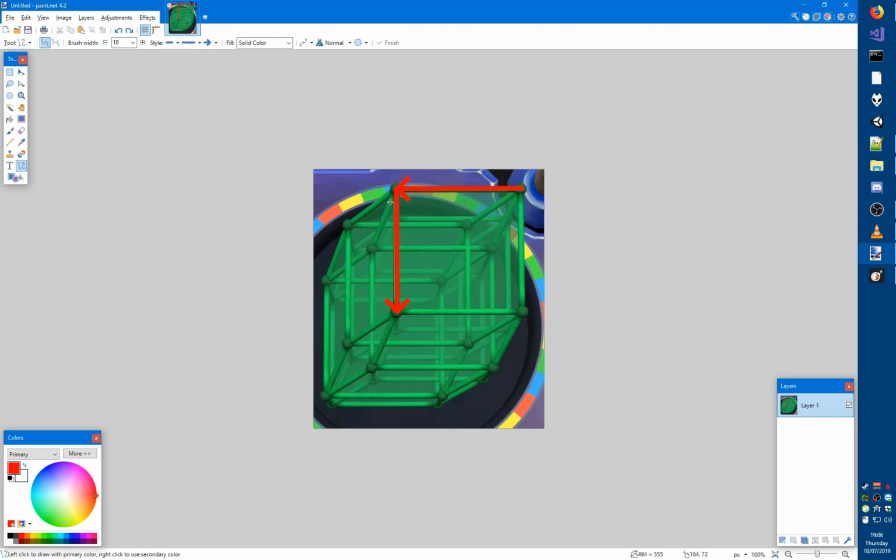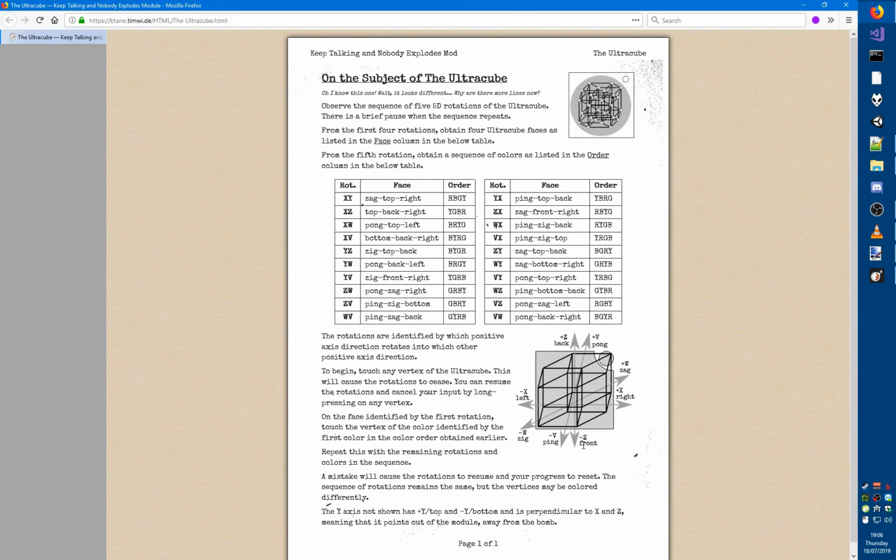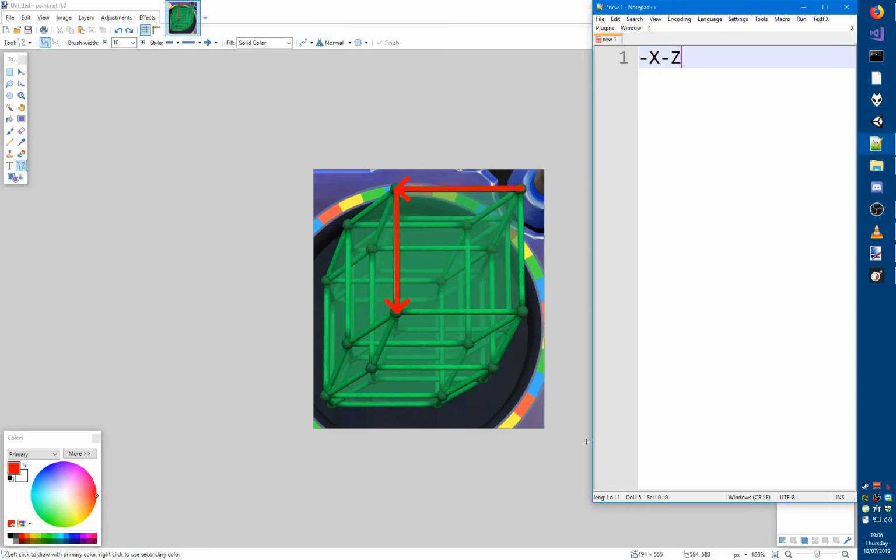What about the other one? This one is going straight down. Well, that's labeled right here as negative Z, and so let's write that down as well: negative Z. Now because both of them are negative, the negatives cancel out. So we can write this down as just XZ. And that's our first rotation, or rather the second rotation, because I skipped the first one.